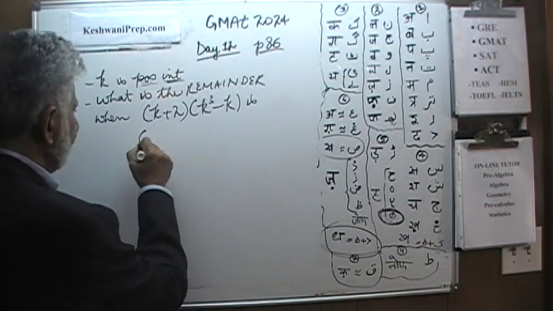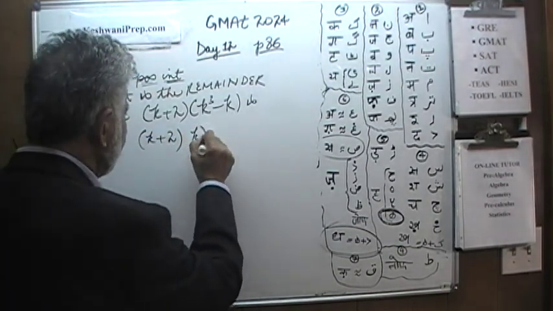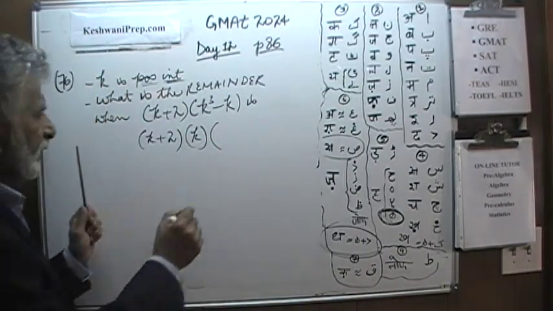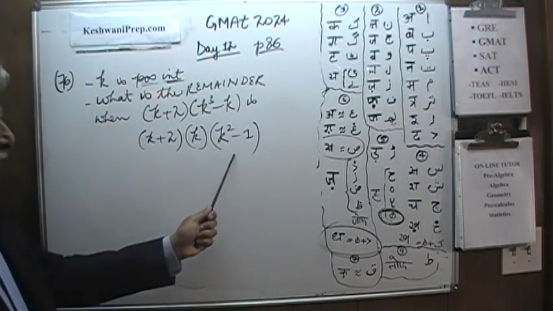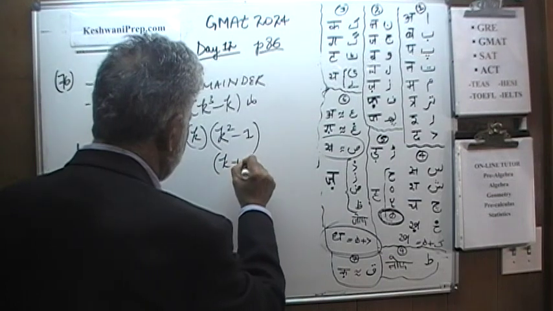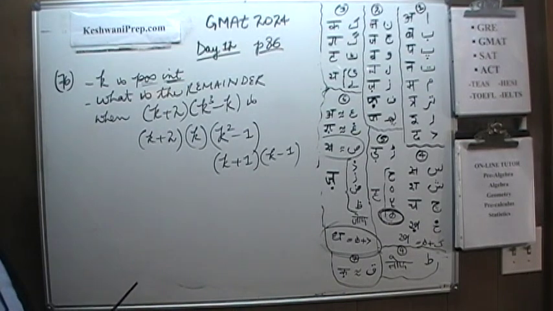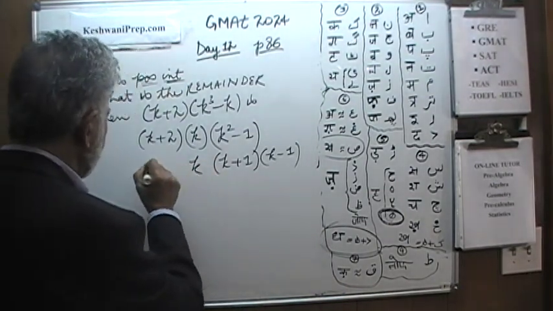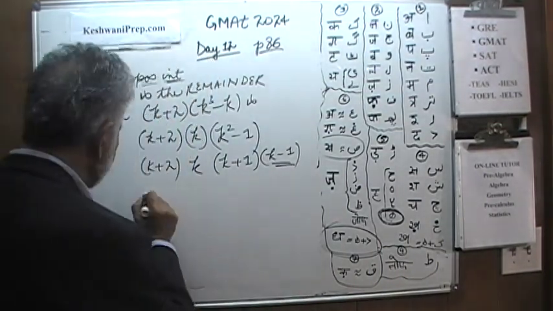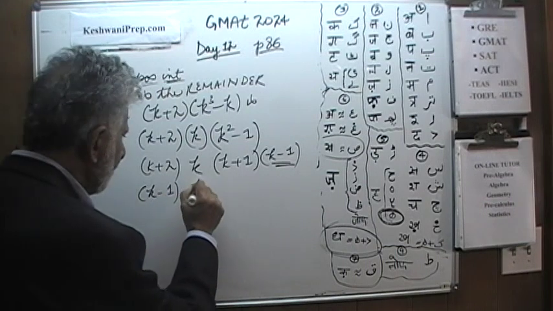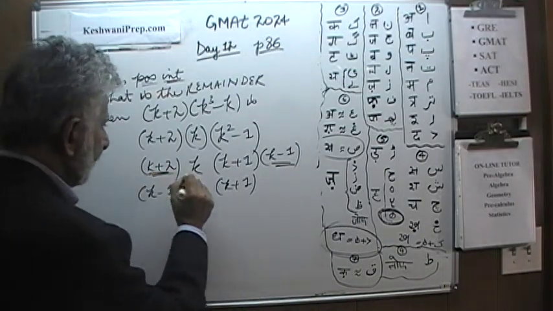So this is k plus 2. This is k cubed minus k. Let's take out k common. If we take out k common, we are left with k squared minus 1. And k squared minus 1 can further be written as k plus 1 times k minus 1, because it's a squared minus b squared, a difference of two squares. Let's put the smallest quantity first. K minus 1, then we have a k, then we have a k plus 1, and then we have a k plus 2 right here.